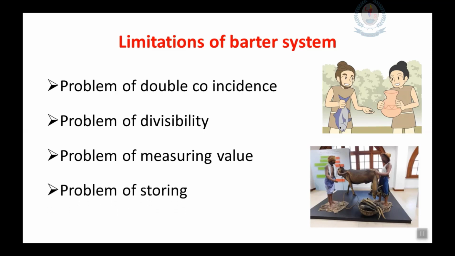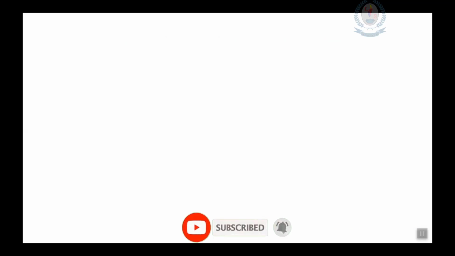The next one is the problem of storing. Some things we can keep for a long period of time, but items like milk, fish and meat were not easily stored for a long time. Due to these limitations of the barter system, people tried to introduce money. Nowadays, these limitations are not there because people use money as a medium of exchange in trade.